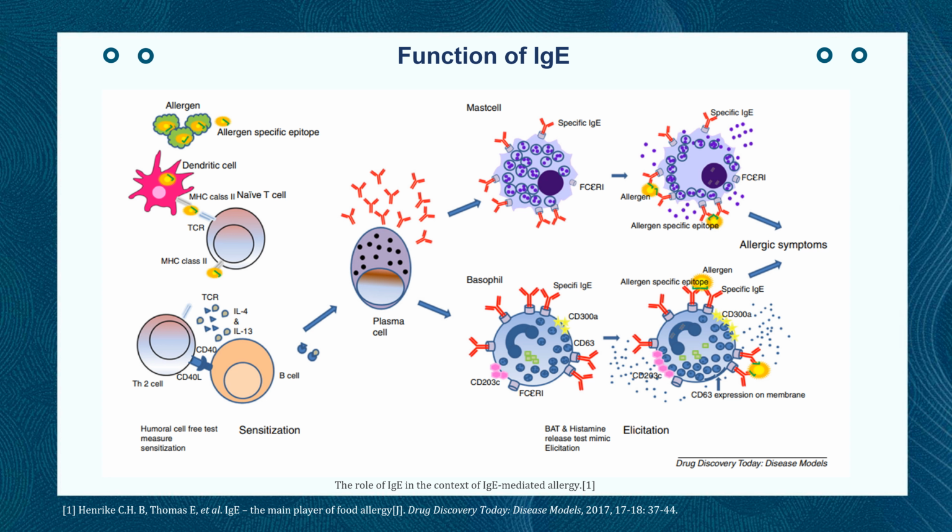In the elicitation phase, allergens may, upon re-exposure, cross-link FcεRI-bound IgE on mast cells and basophils, leading to mediator release and symptoms similar to food allergy.